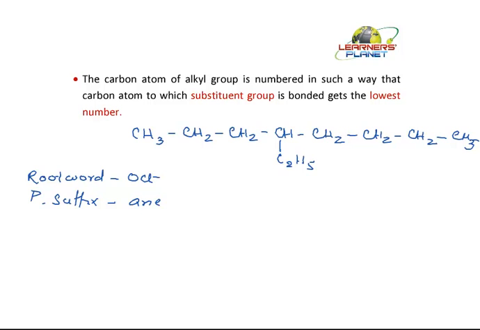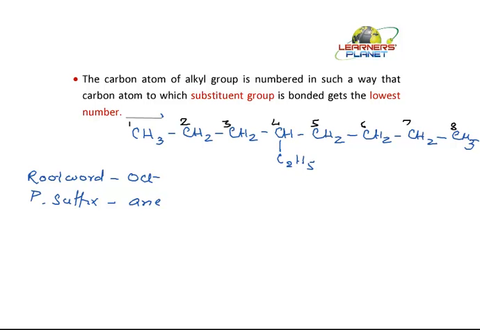It would be -ane. Now there is a substituent. Substituent here is this ethyl. So that should be the primary prefix. Now what is my duty? I should assign some number to the carbon atom to which this ethyl group is attached. Now let's start counting from both the sides. First of all, let's start counting from left to right. So it would be 1, 2, 3, 4, 5, 6, 7, 8.